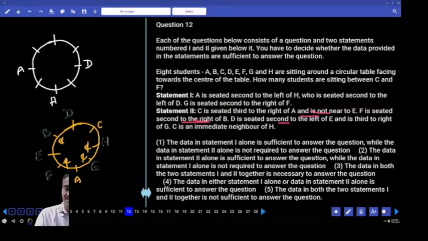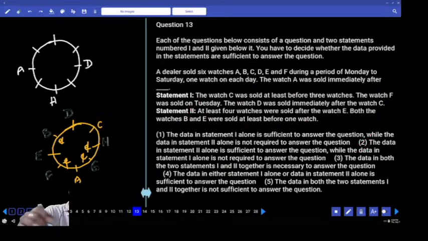Then, are we getting the answer or not? In the final arrangement we have got, we can answer anything, so statement 2 alone is sufficient. That is the choice for question number 12. Then next one, the 13th one.